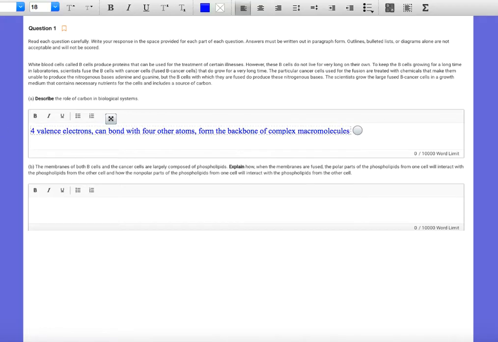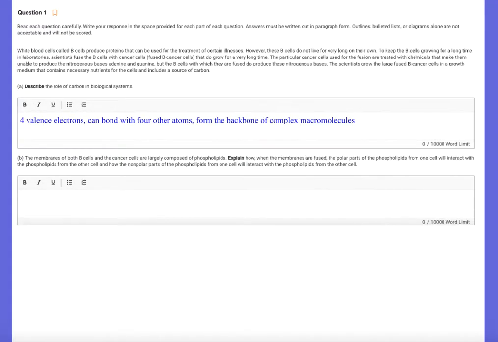Okay. And then the membranes of both B cells and the cancer cells are largely composed of phospholipids. Explain how, when the membranes are fused, the polar parts of the phospholipids from one cell will interact with the phospholipids from the other cell, and how the nonpolar parts of the phospholipids from one cell will interact with the phospholipids on the other cell.